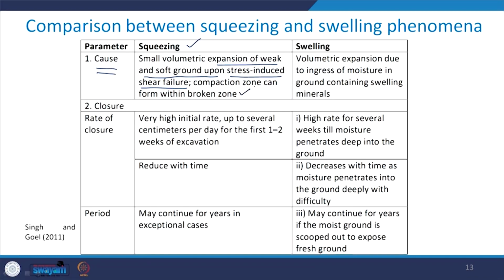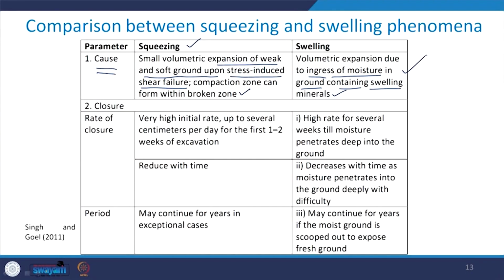However, what happens in case of the swelling phenomena? The volume expansion is because of the ingress of the moisture in the ground containing swelling minerals. There is a difference between squeezing and swelling causing parameter. In squeezing case, it is the stress induced shear failure, while in case of the swelling, it is the ingress of moisture.